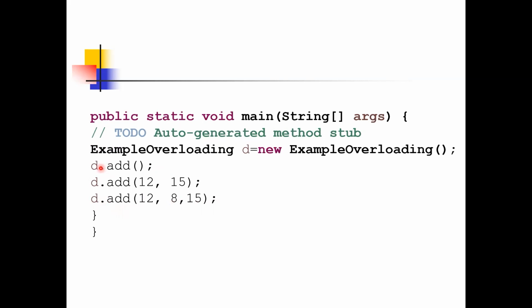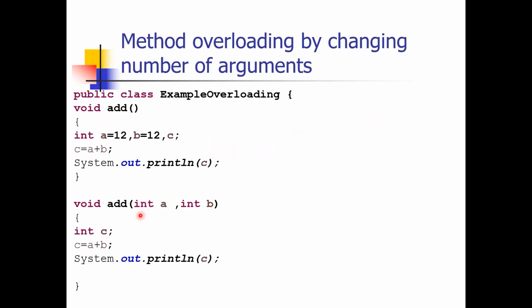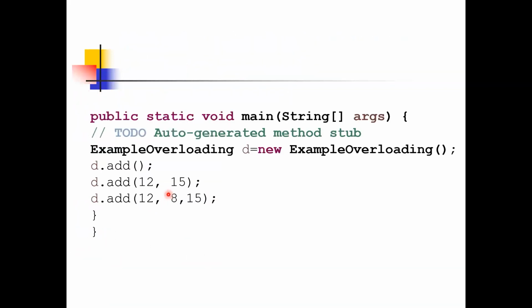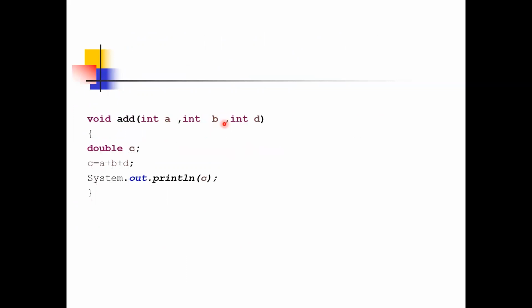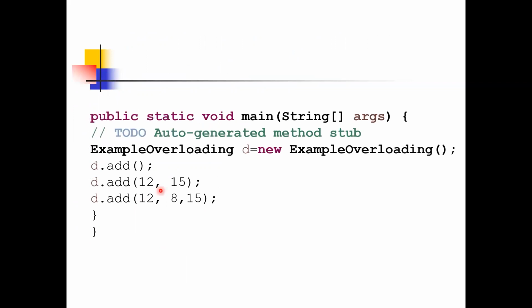So with D dot add, it will jump to the add method where nothing is inside the brackets. If it is D dot add with 12, 15, two parameters, it will understand that we have to use the method where two arguments are there. And for the third one, D dot add 12, 8, 15, while running, it will understand that it has to use the add method where three arguments are there. So it will see C equals A plus B plus D. In this way, we have run this program by changing the number of arguments.